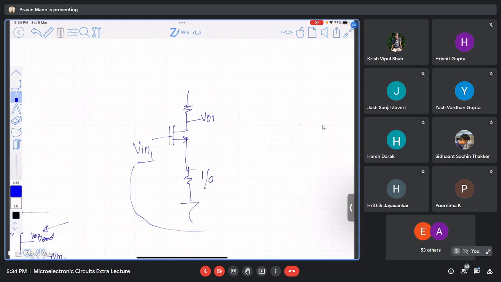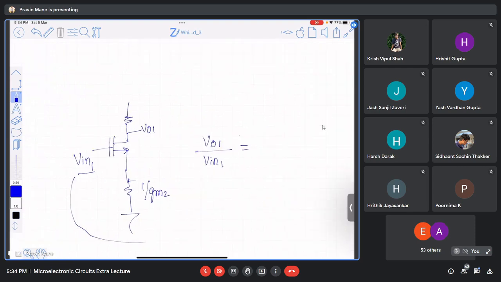1 by GM2. So what is VO1 divided by V in 1? Minus RD upon 1 by GM2 plus 1 by GM1. So same thing I have done for calculating the relationship between VO1 and V in 1. Yeah, sir, that I got it.